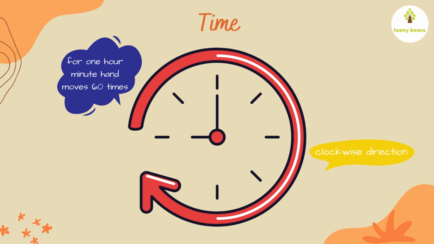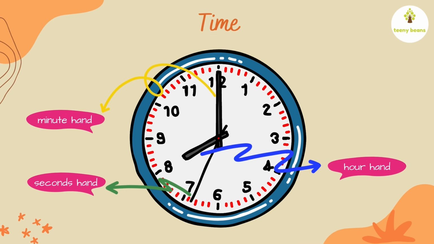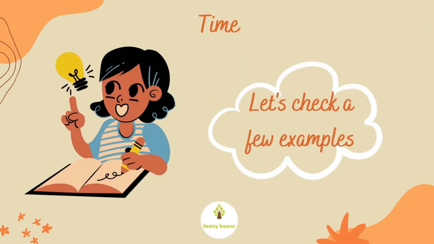And guess for 1 hour, how many times does the minute hand move? It moves 60 times. That's interesting. Similarly, for 1 minute, the second hand moves 60 times as well. So, the second hand also moves one time each second. Now, let's check what time is shown in the analog clock with a few examples. Shall we?